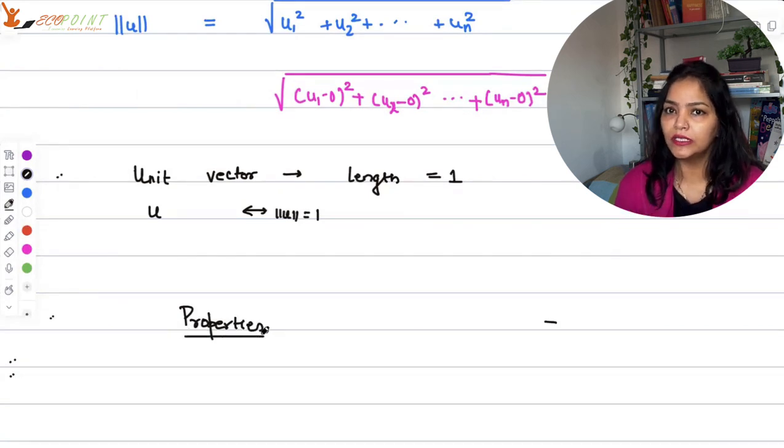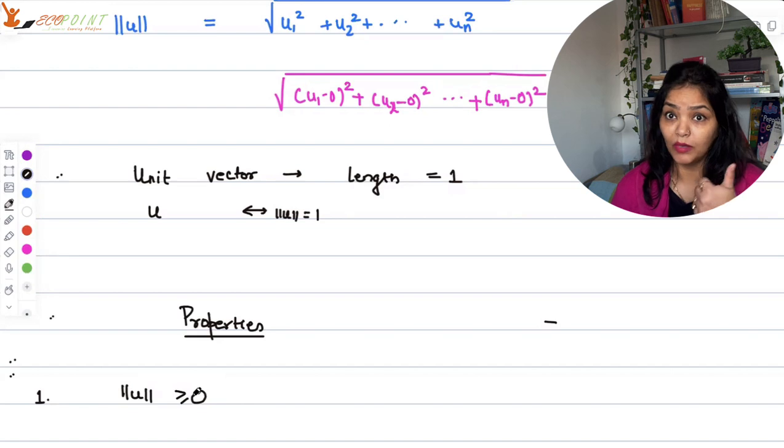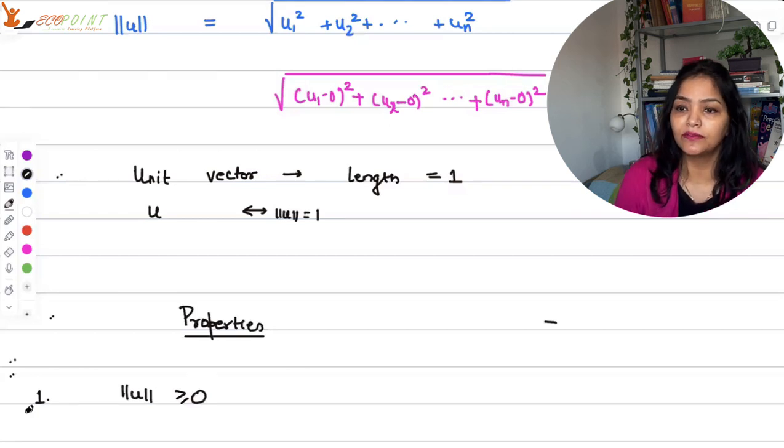When you are trying to understand these properties, remember that it's distance. So, point number 1, the length of any vector has to be greater than or equal to 0. Number 1, it is distance. It has to be positive. Number 2, it's a square root. It will definitely be positive.